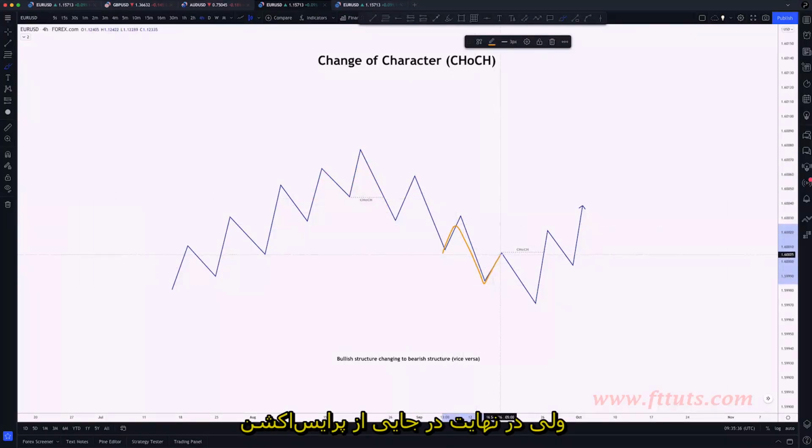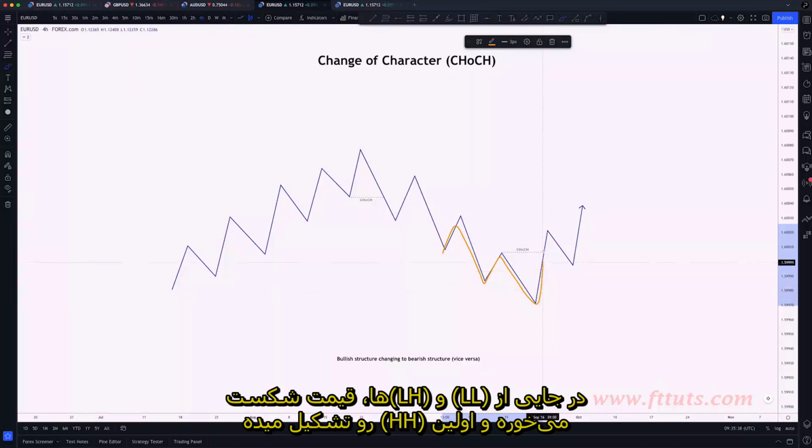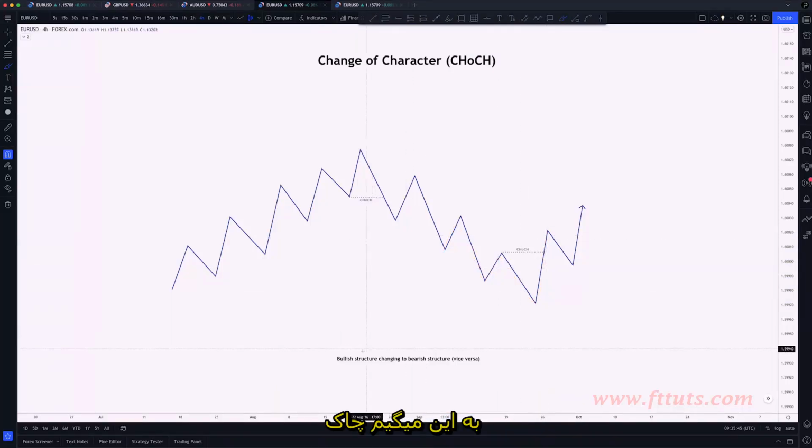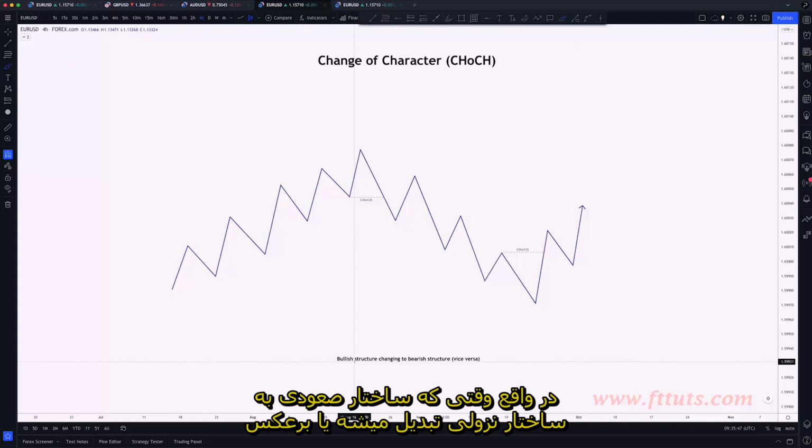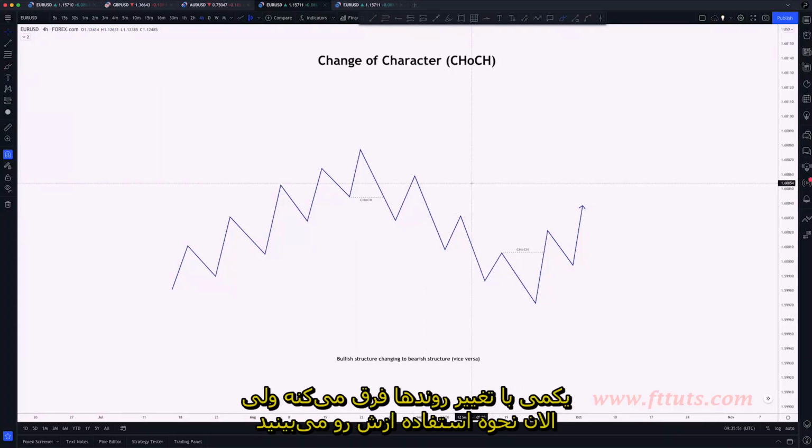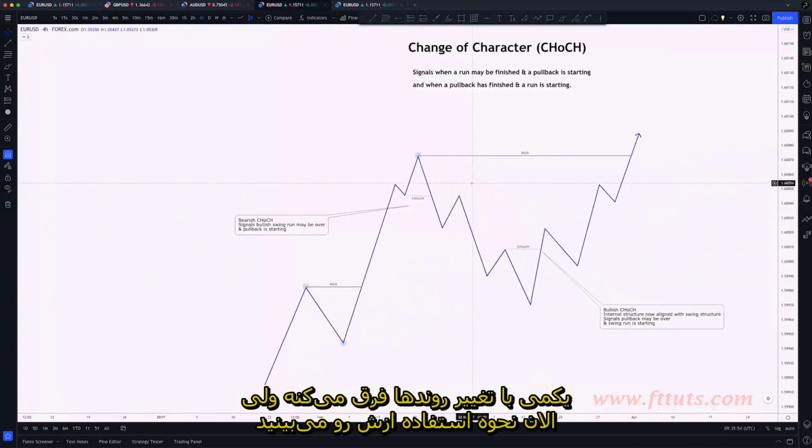Then, of course, eventually at some point, after that series of lower lows and lower highs, price will break up and form that first higher high, right? And that is essentially what you call a change of character. It's basically bullish structure changing to bearish structure and vice versa. So it's a bit of a subtle difference to trend changes, but you'll see how we apply that now.